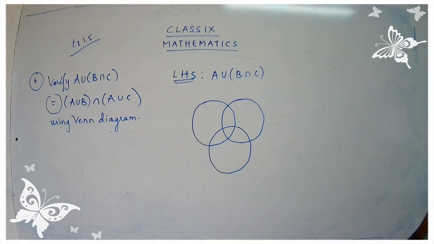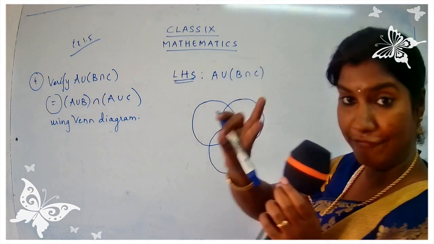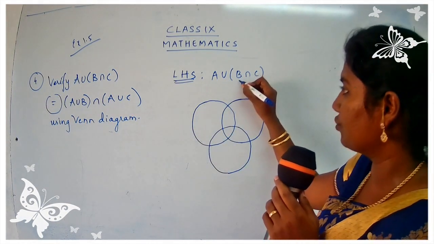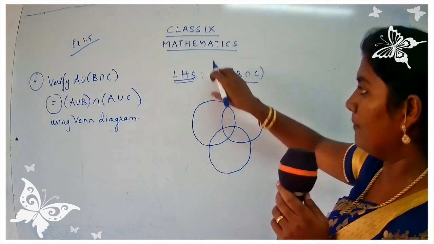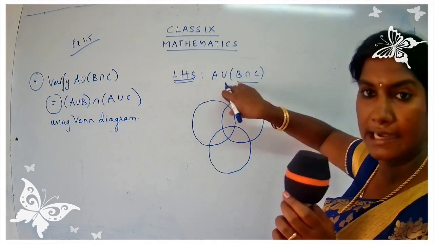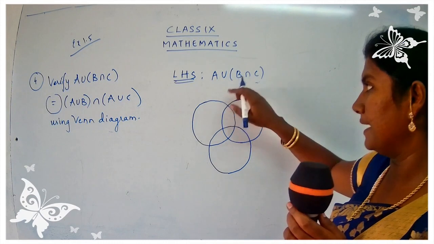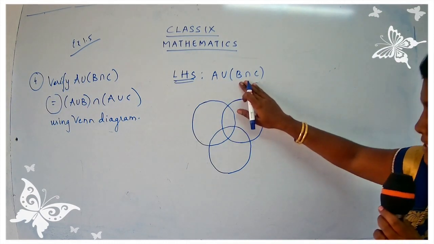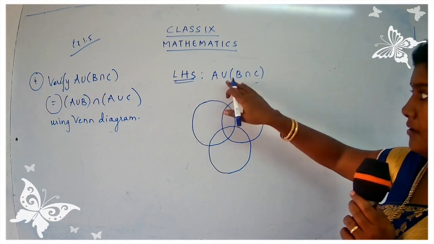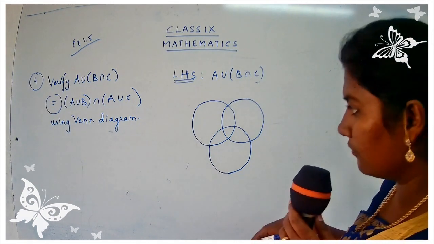Okay. So for LHS, I have to draw 2 because first of all, I will be showing B intersection C and then I will be showing together. I am not going to show this directly. We will be showing it separately. So first we have to show B intersection C and then I have to show A union B intersection C. So one more Venn diagram I'll be drawing over there.